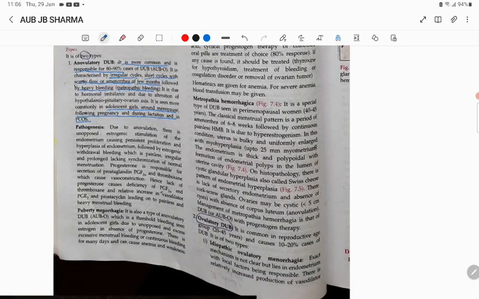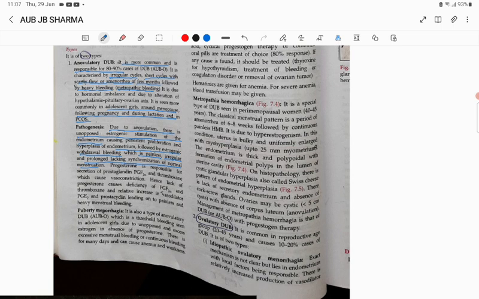The pathogenesis: due to anovulation, there is unopposed estrogenic stimulation of the endometrium, causing persistent proliferation and hyperplasia of the endometrium, followed by estrogen withdrawal bleeding, which is painless, irregular, prolonged, lacking synchronization of the normal menstrual cycle.